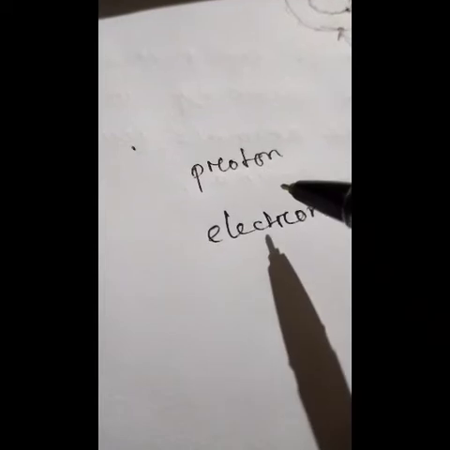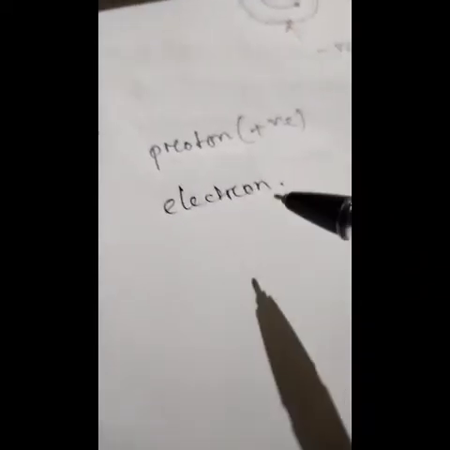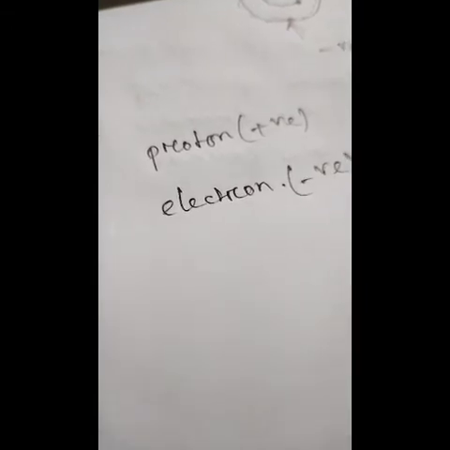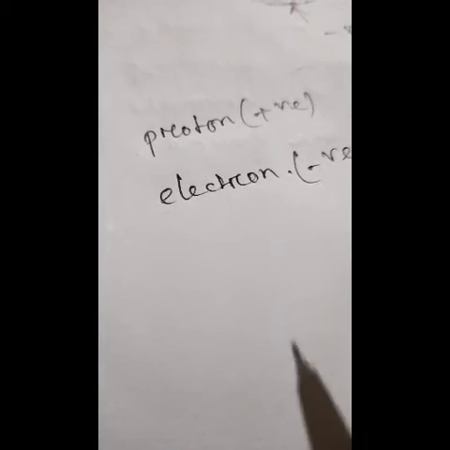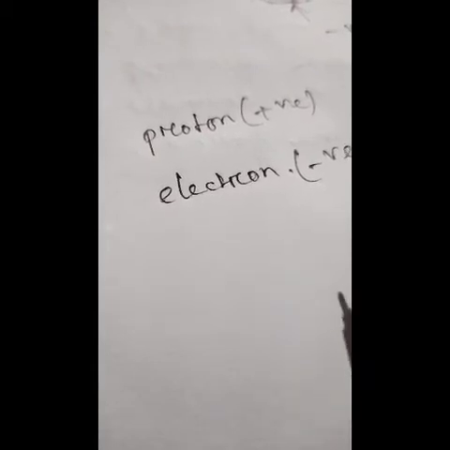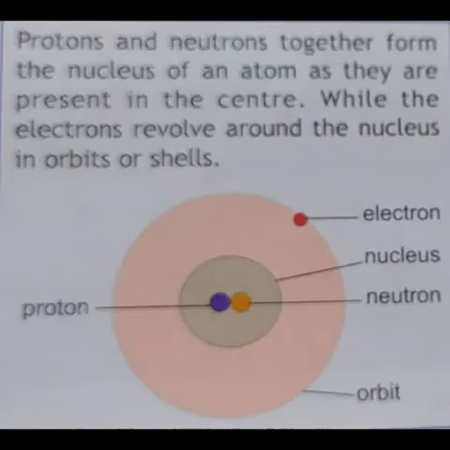In an atom, the number of protons, that means the positive charge, and the number of electrons, that means the negative charge, are equal. So it is electrically neutral. Protons and neutrons together form the nucleus of an atom as they are present in the center, while the electrons revolve around the nucleus in an orbit or shells.